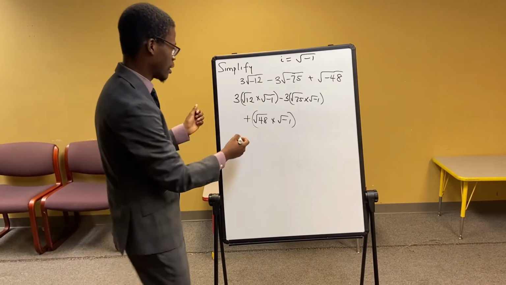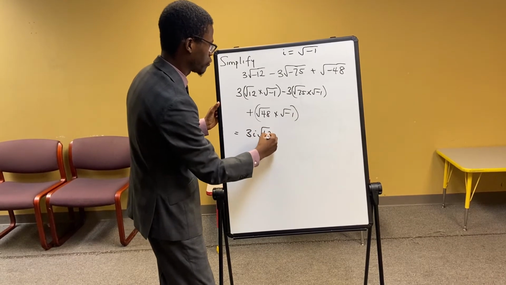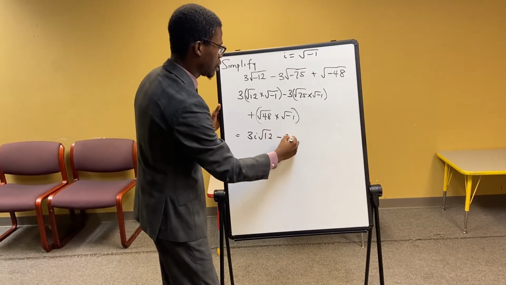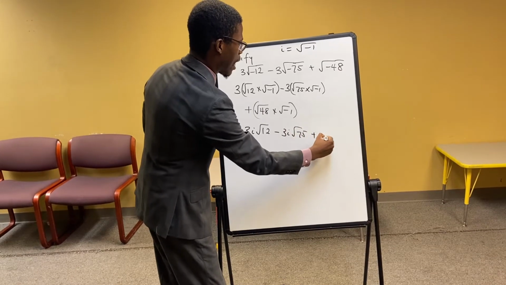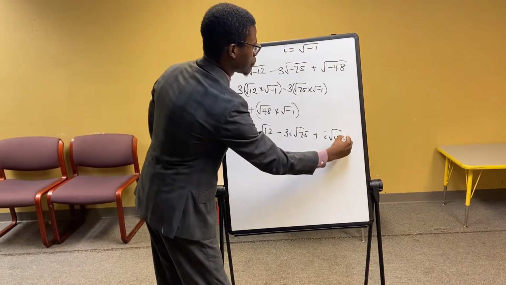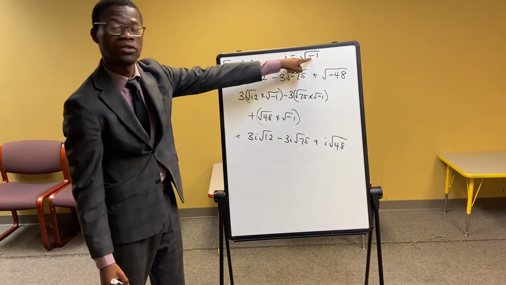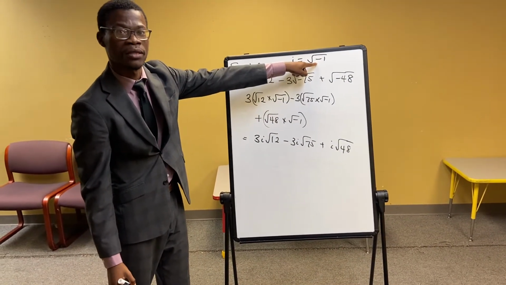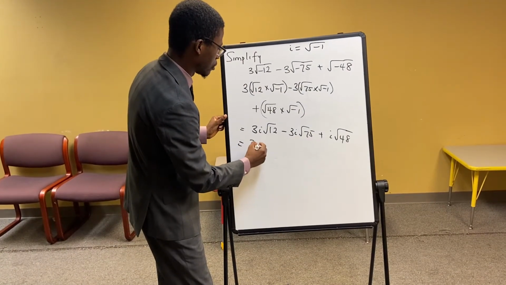All right? So that means I can write this as 3i root 12 minus 3i root 75 plus i root 48. All right? Because remember, i is the same thing as what? Square root of minus 1. Okay? So, then this also becomes 3i.